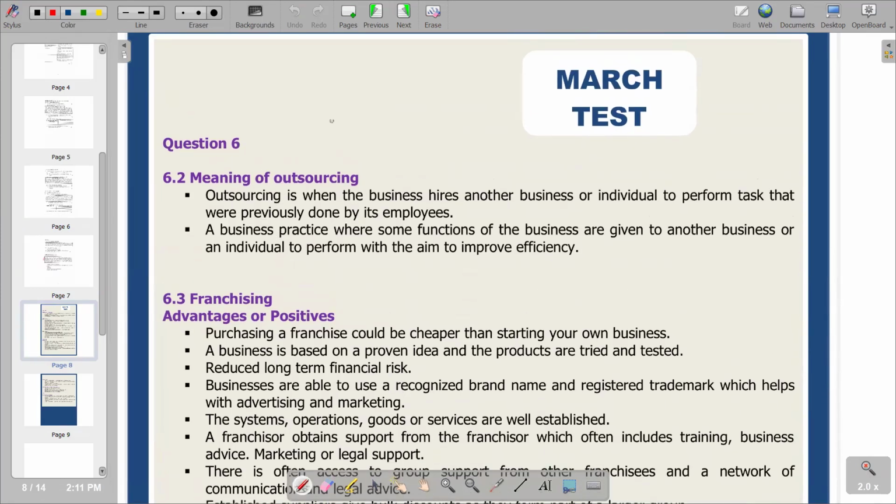Then moving on to the second point, which is a business practice where some functions of the business are given to another business or an individual to perform with the aim to improve efficiency. So basically, the main aim behind outsourcing is to improve efficiency, because the parties that we are going to hire from outside, those external providers, are going to be specialists in those fields. They are going to be skilled and experienced. So the element is to enhance the quality of the product that we are producing. So improve efficiency. That's what we have on our meaning of outsourcing.